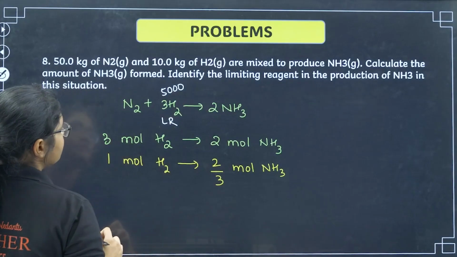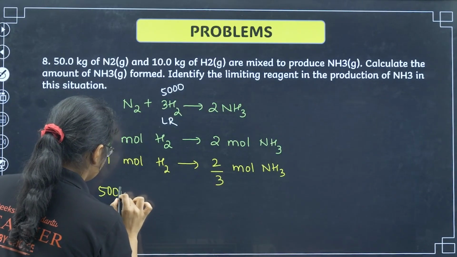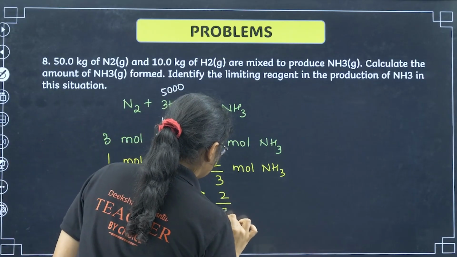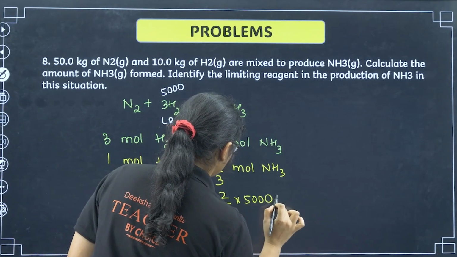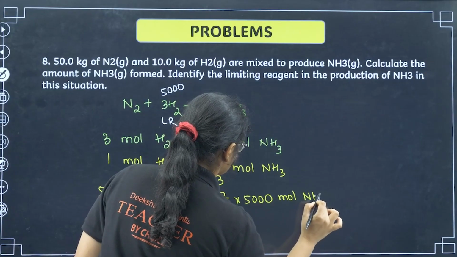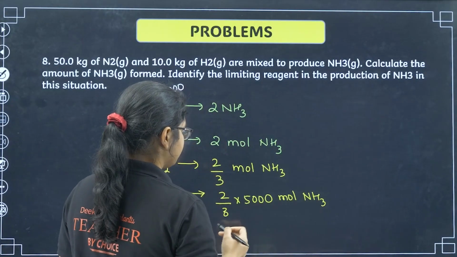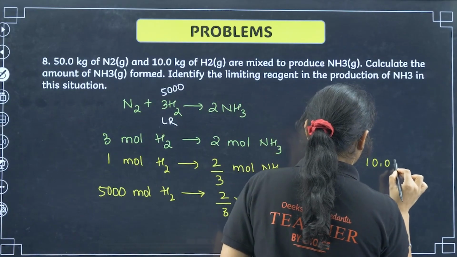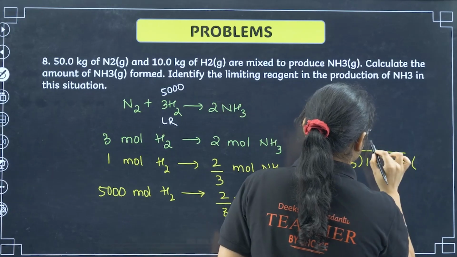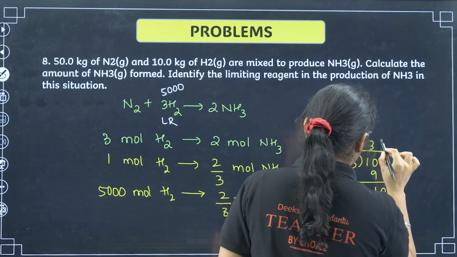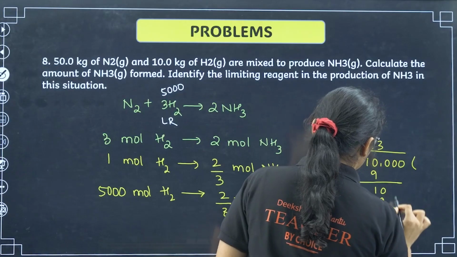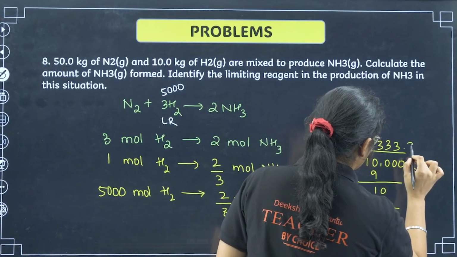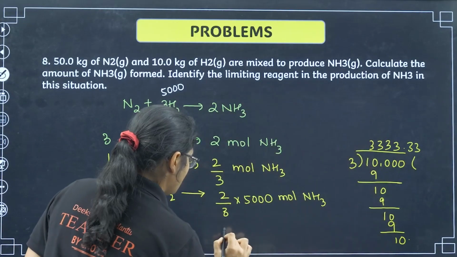Then we have 5000 moles, which will give me 2 by 3 into 5000 moles of ammonia. So we have 10,000 by 3. How much will we get? Let me divide: 3 3s are 9, remainder 1, then 3 3s are 9, remainder 1, and this will continue. So roughly, how many moles do I get?